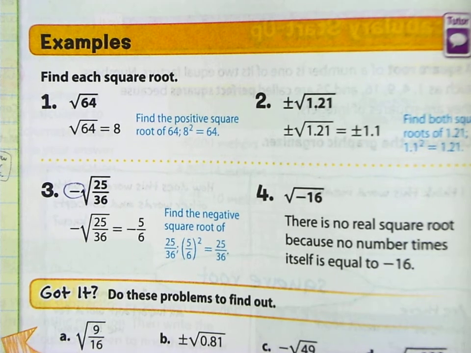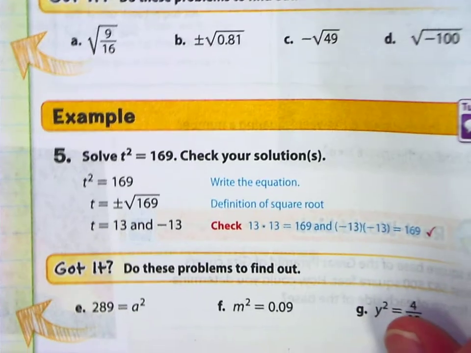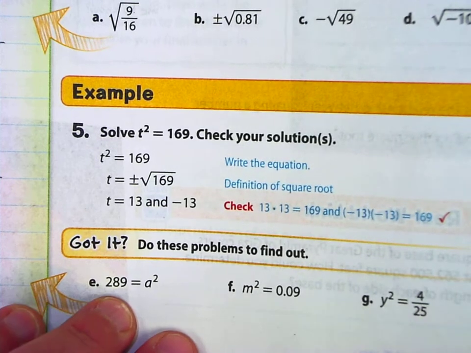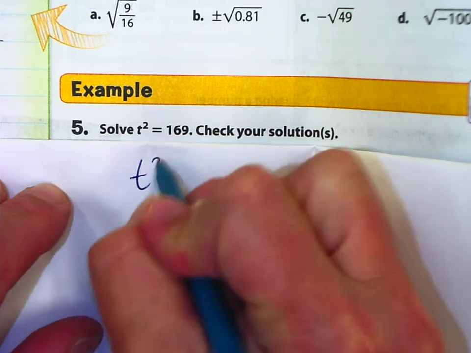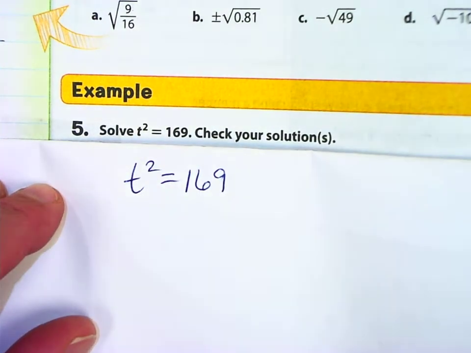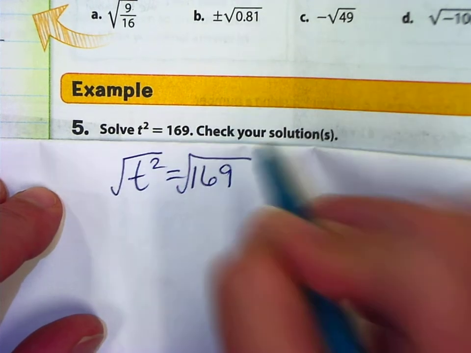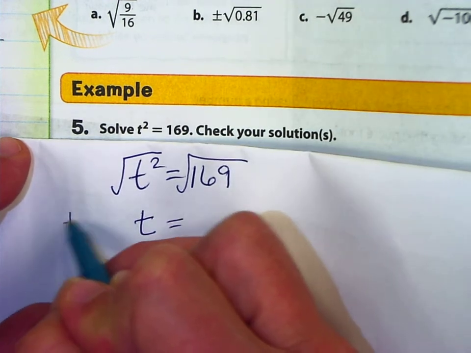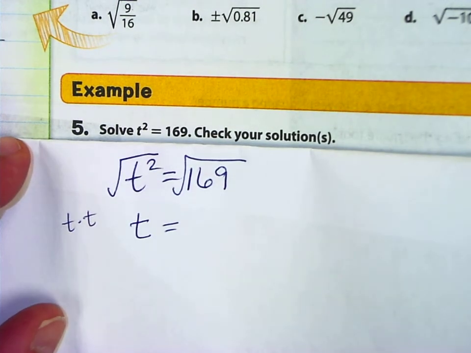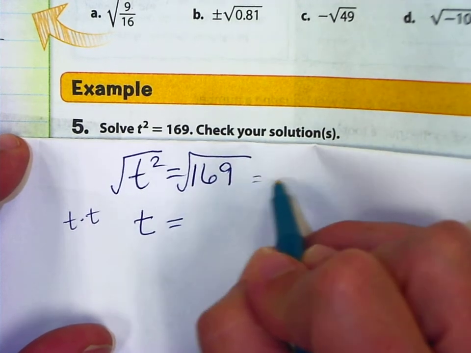Okay, now let's take a look at solving equations with squared variables inside. For example, number 5. So if you take a look at this equation, it says solve t squared equals 169. Okay, so what you're going to do is you're going to actually square root both sides. You're going to find the square root of both sides. So the square root of t squared is t, because t times t is t squared. So the square root of t squared is t. It's always going to be the letter itself. And then the square root of 169 is 13.